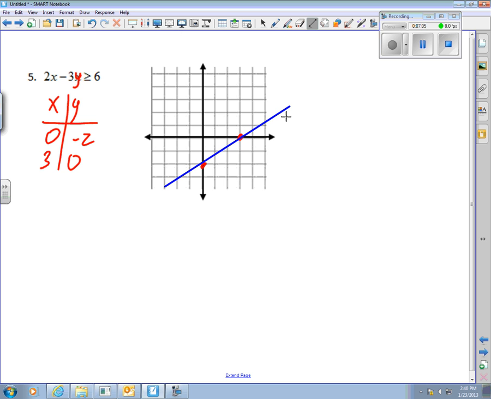And then I want to shade one side or another. Remember that it's a solid line because of the equals in there. To test out which side I'm going to shade on, I'm going to test the point 0, 0. So I get 2 times 0 minus 3 times 0 is greater than or equal to 6. So is 0 greater than 6? False on that side, so we would shade on the other side.